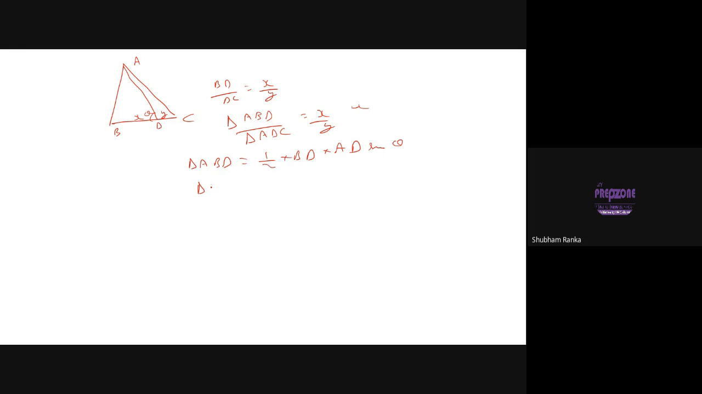And what is the area of triangle ADC? Half CD into AD. AD is common in both triangles, so AD features in both. Sine of, what is the angle here? This is 180 minus theta. We know that sine theta and sine 180 minus theta are the same thing. So when you divide these to find the ratio, AD gets cancelled out, half gets cancelled out, and you're remaining with BD upon CD, which is the same ratio. So this is how you get the result, and it's a very powerful result that the ratio of areas of two triangles will be the same as the ratio of their bases.